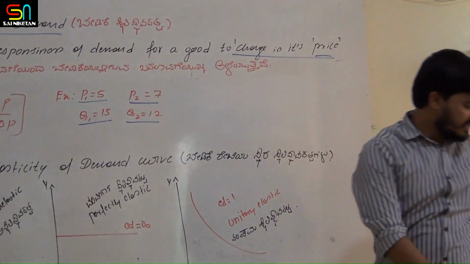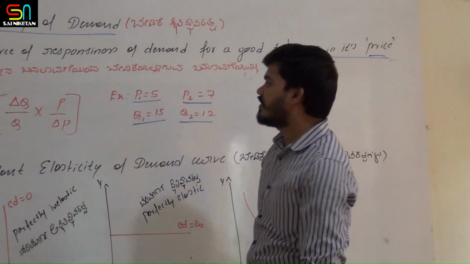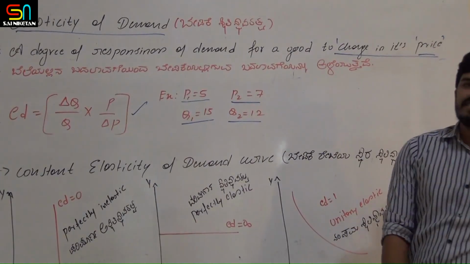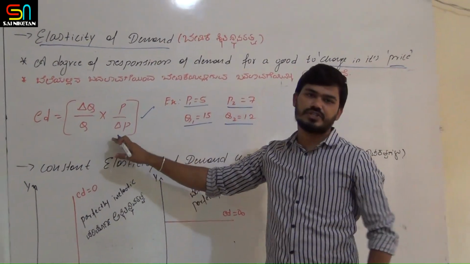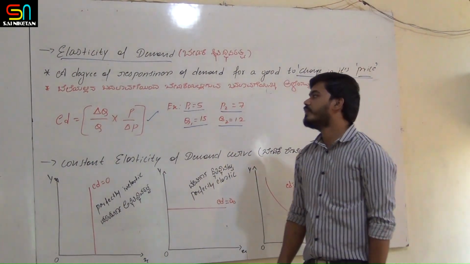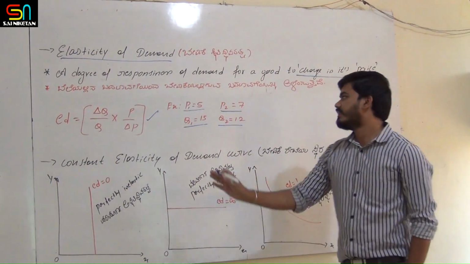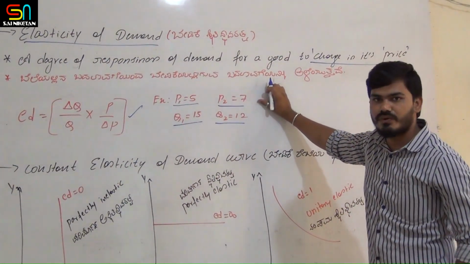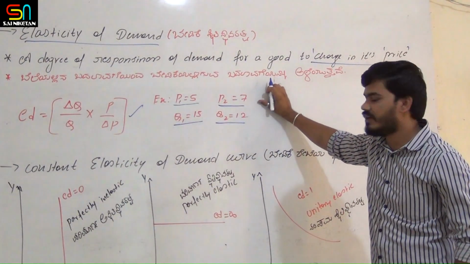So once we understand how to calculate, in the examination we are asked only how to calculate the elasticity of demand for the 1 mark question and 2 mark question. The formula is very important: change in Q divided by Q into P divided by change in P. We will take an example with P1 and P2, Q1 and Q2, and see how to calculate the percentage.